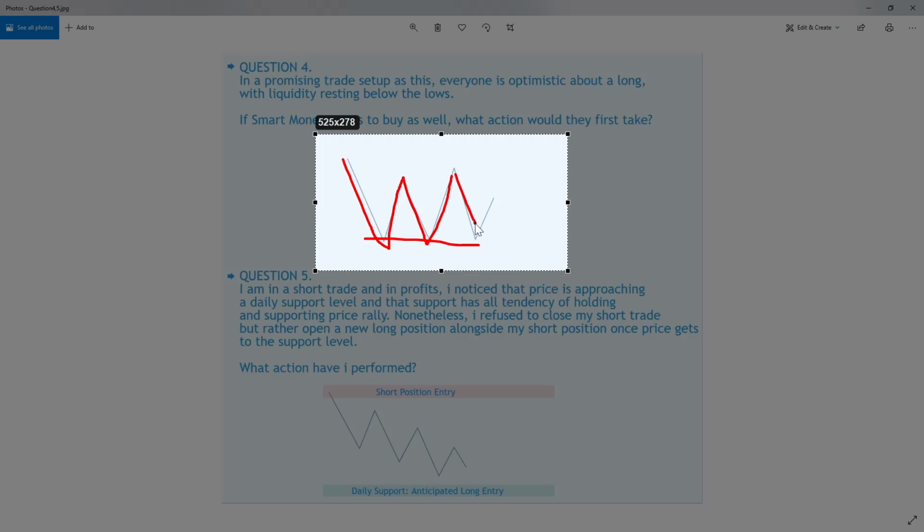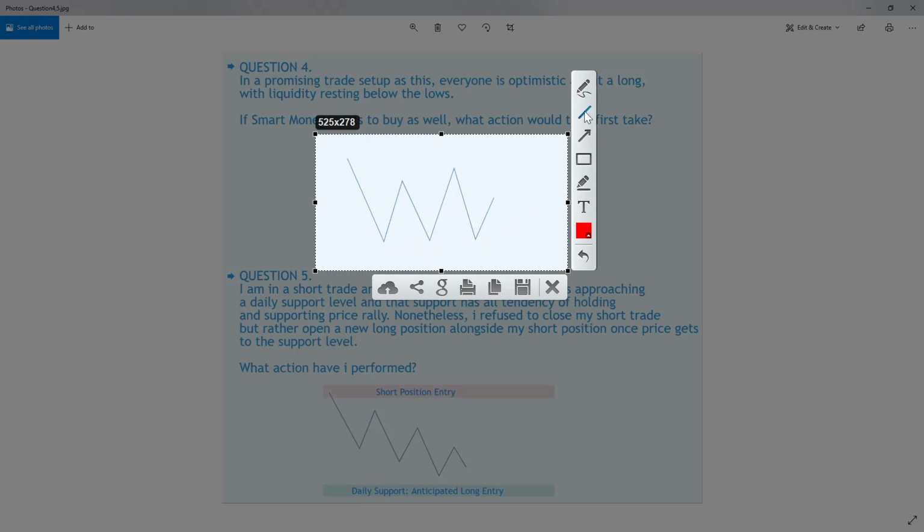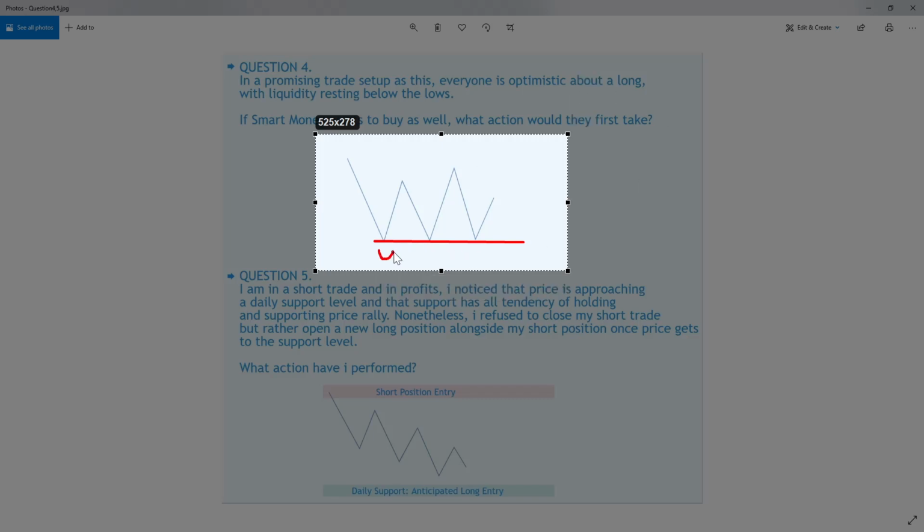That is the double bottom. Then on this third one, people will call it the triple bottom. I've been saying that most times now. So what we have now is liquidity resting at all these points here. We have liquidity resting here.